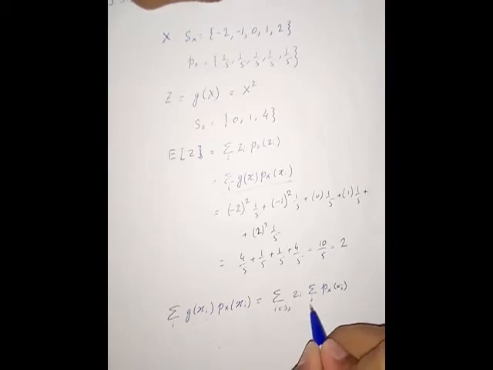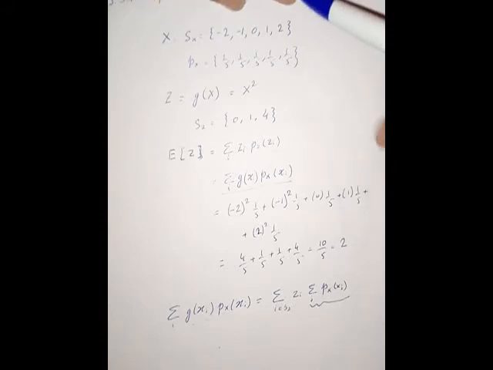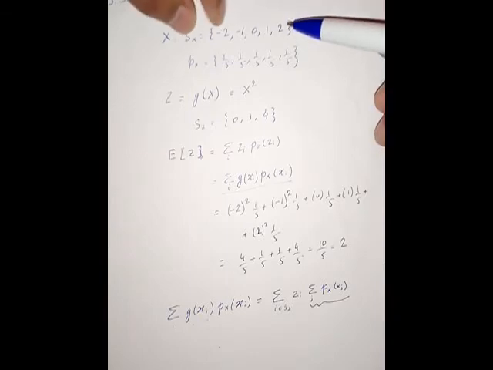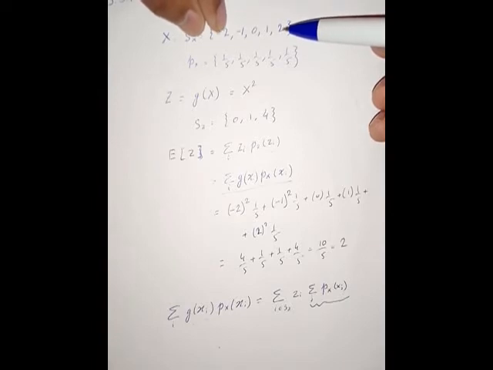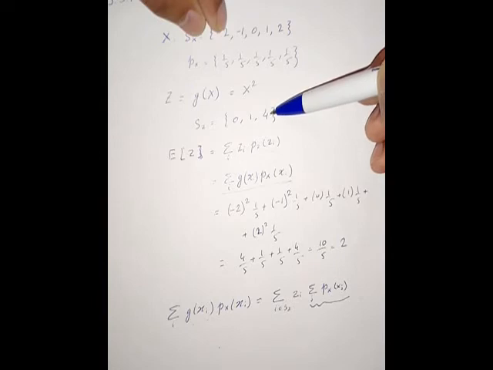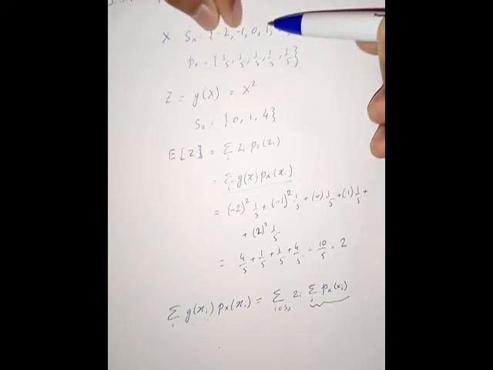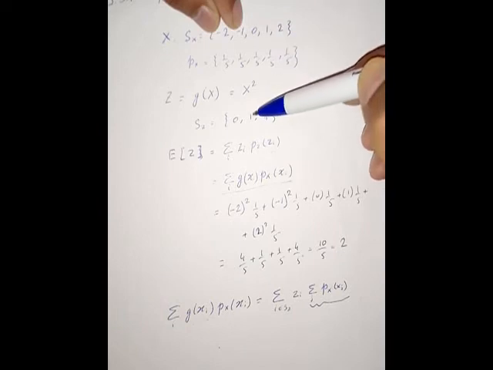Now if we sum the probability of those multiple values of x that give us the same z, for example -2 and +2, if we add the probability of getting -2 and +2, we get the probability of getting 4 for z. Similarly, if we add the probability of getting -1 and 1, we'll get the probability of getting 1 for z.